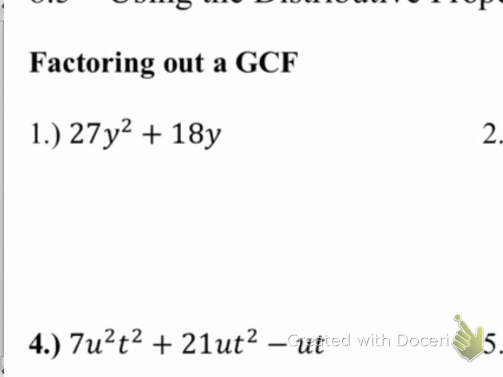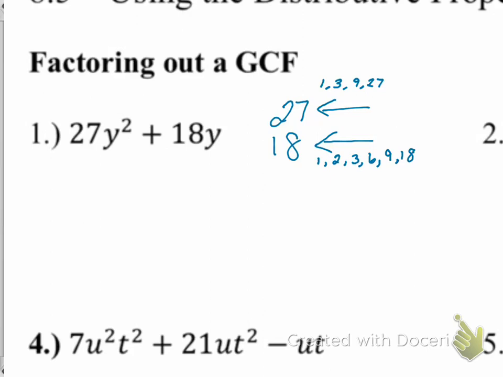So greatest common factor, GCF. We want to look at what is the highest number that can go into 27 and 18, as well as the variables. But I just want to talk about numbers really quick. What is the highest number that can divide into 27 and 18? If you need to, think of factors of 27. That would be 1, 3, 9, and 27. And for 18, I would say its factors are 1, 2, 3, 4, 5, 6, 9, and then 18.